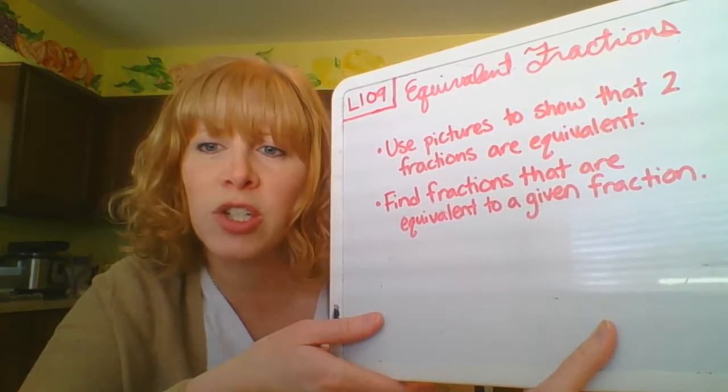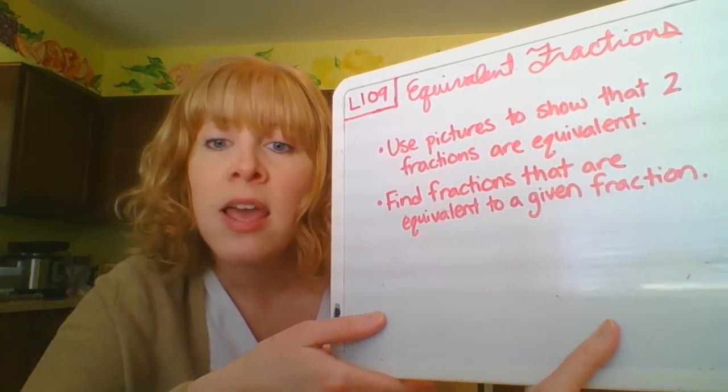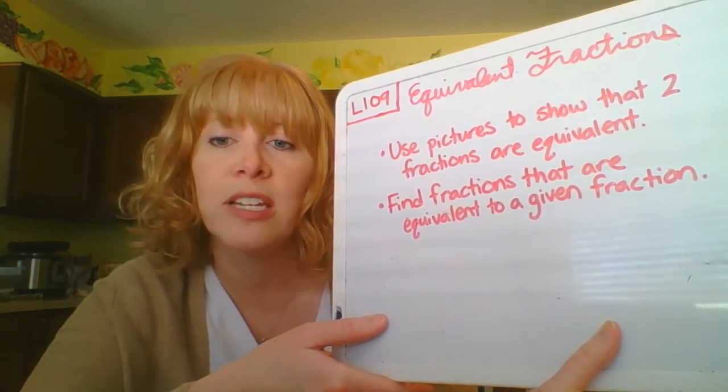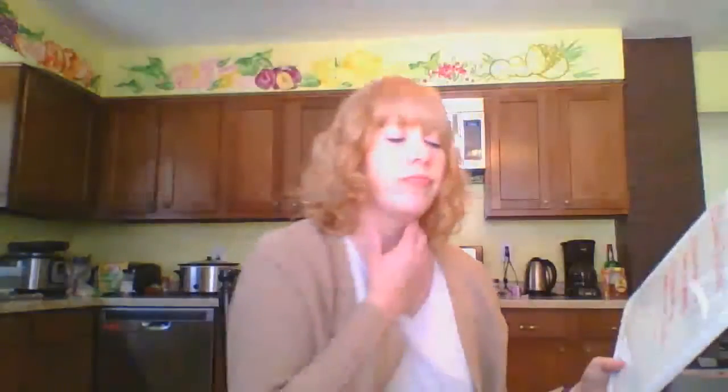So the objectives are use pictures to show that two fractions are equivalent and find fractions that are equivalent to a given fraction. So on your worksheet, they didn't do a great job of setting this lesson up because the example that they gave is a fraction equal to 1/2, and we already know how to do that. So that is valuable in accessing our background knowledge on equivalent fractions, but it's not good for teaching a new skill of recognizing equivalent fractions when they are not half or whole.